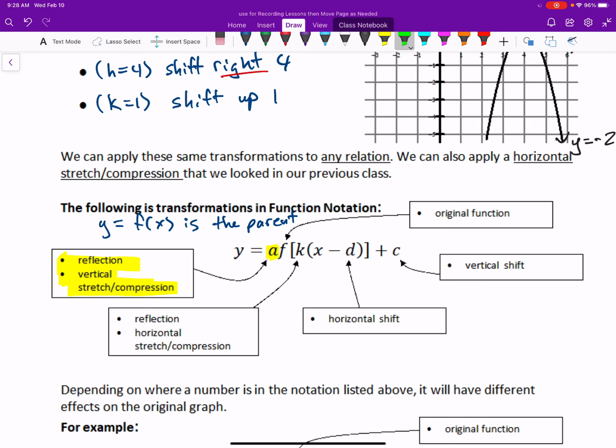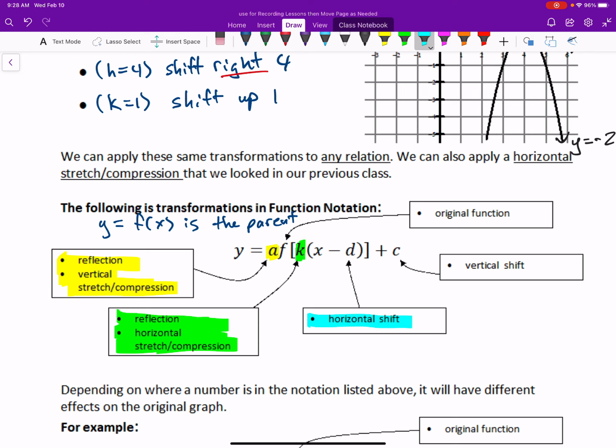K is always going to be found inside the function, whatever the function is. So if it's quadratic, it's going to be inside brackets. If it's a radical function, the square root one, it's going to be found under the square root sign. If it's a reciprocal function, 1 over x, it's going to be found in the denominator, right there near the x. So it's always found inside the function, so to speak. So that's how we can tell which is a and which is k, by where they are.